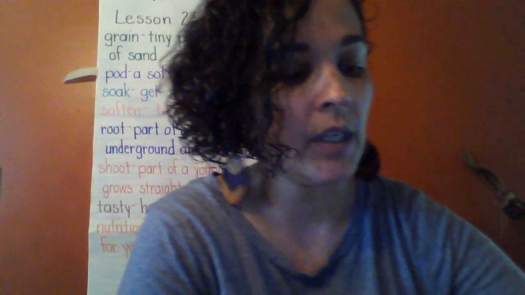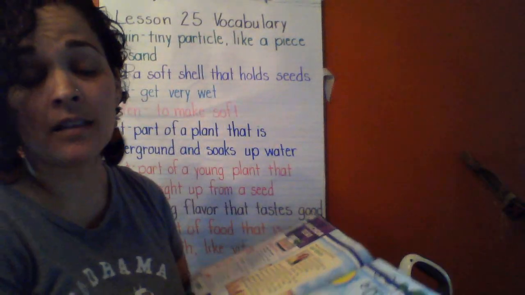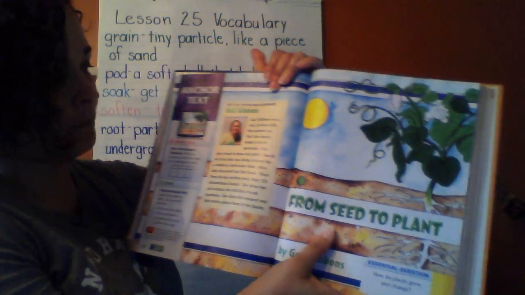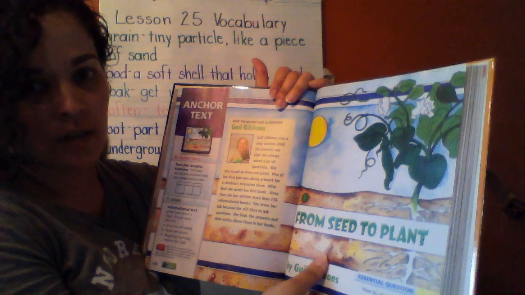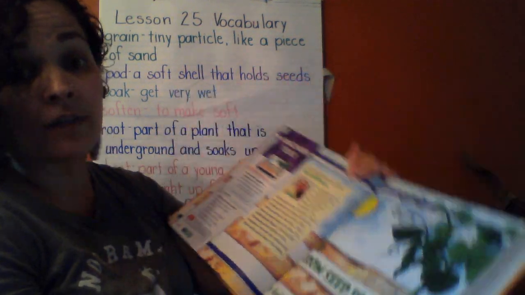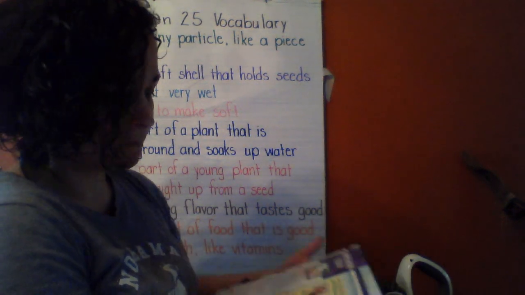So I am going to read a quick story that has a lot of these things to give you an example. So this is called From Seed to Plant. And a lot of you know how to do this, right? This is by Gail Gibbons. She does a lot of nonfiction stories.